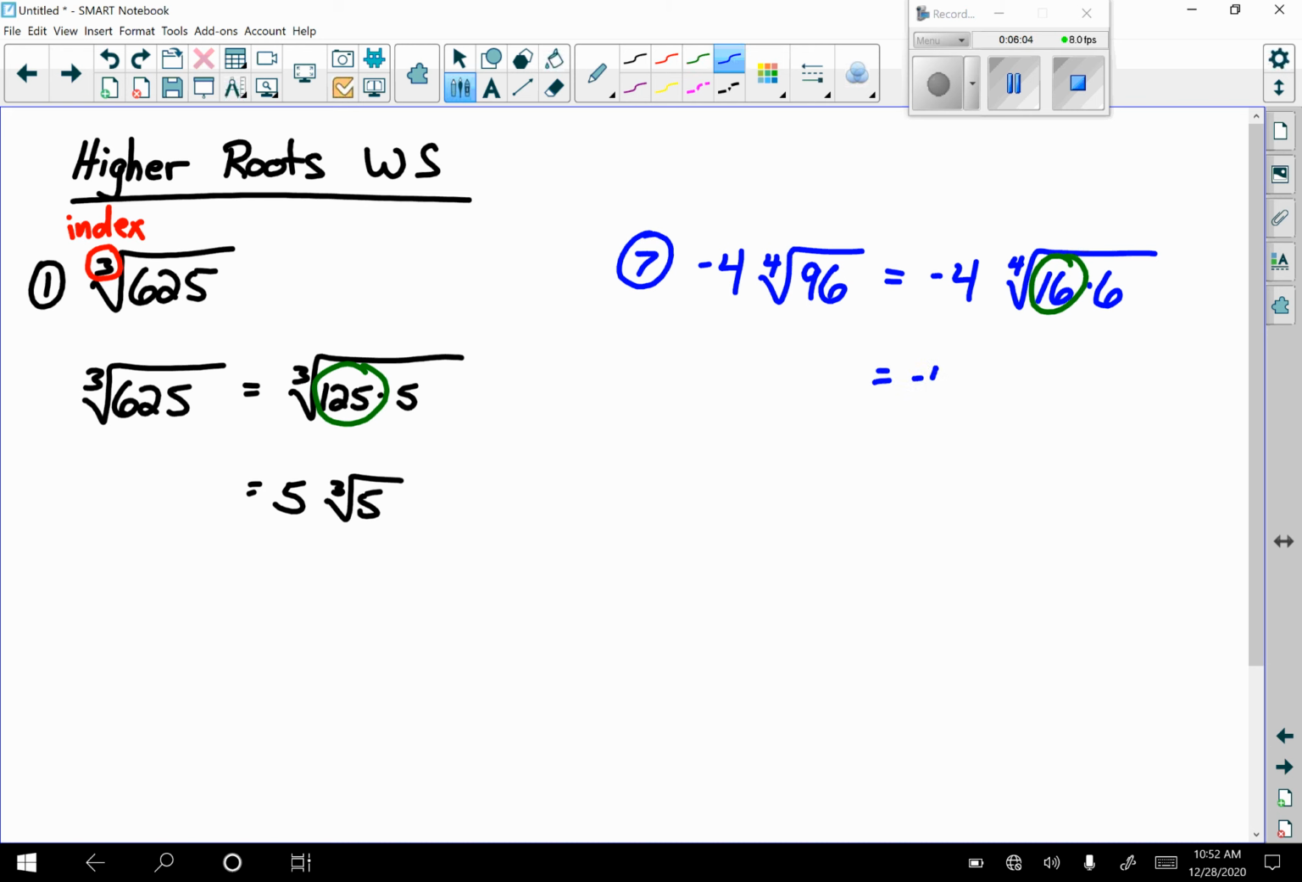Now remember, I'm taking the 4th root of 16, not the square root. So I still have the negative 4 out in front. The 4th root of 16 is what, guys? It's 2. Then I have the 4th root of 6 left over. So here I'm going to get a negative 8 times the 4th root of 6.